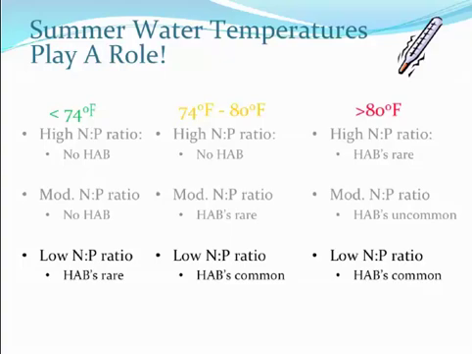You look at greater than 80 degrees Fahrenheit and at the low N to P ratios, and you're just going to have harmful algal blooms. That's just the way it's going to be. It's now their favorite ecological conditions, and hence we're going to have them.